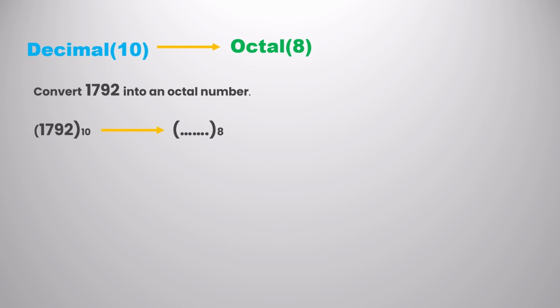So let's see the first conversion. It's an example. The question is: convert 1792 into an octal number. Without giving the brackets after 10 also, we can observe that it's a normal number. We can write brackets after 10 also. Both are the same. That is decimal form only. So we need to convert to base 8, and we are going to see how to convert with the division method.